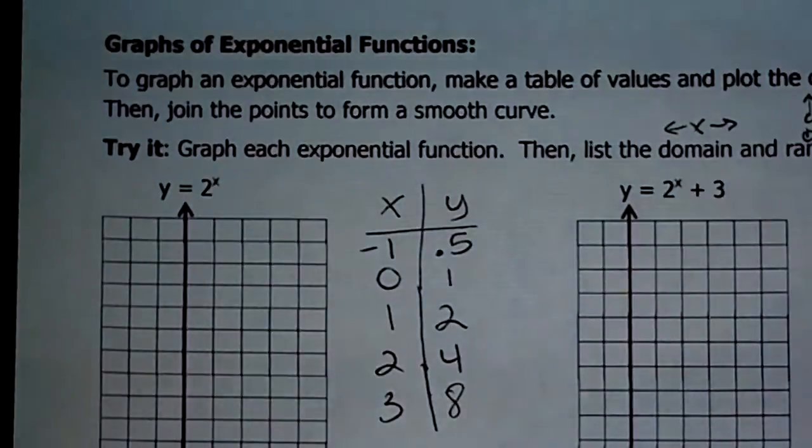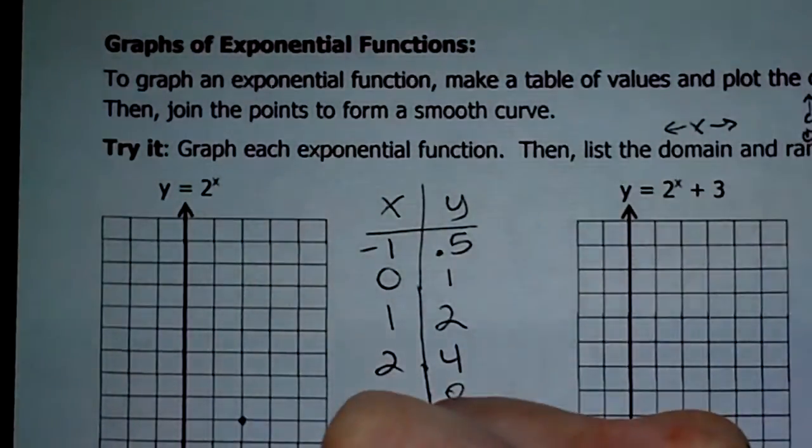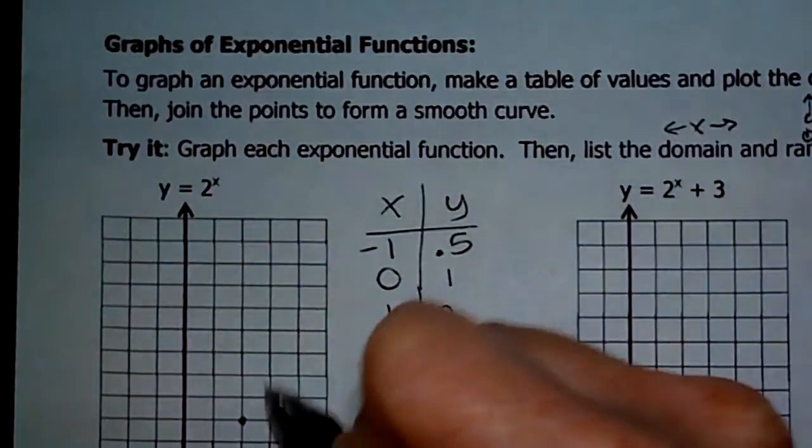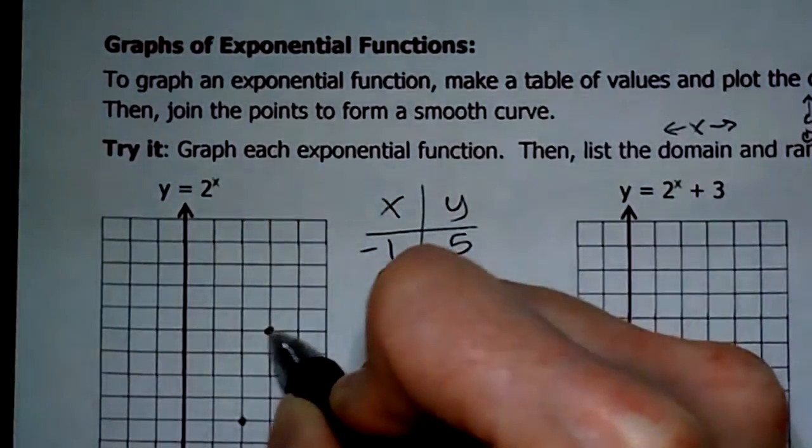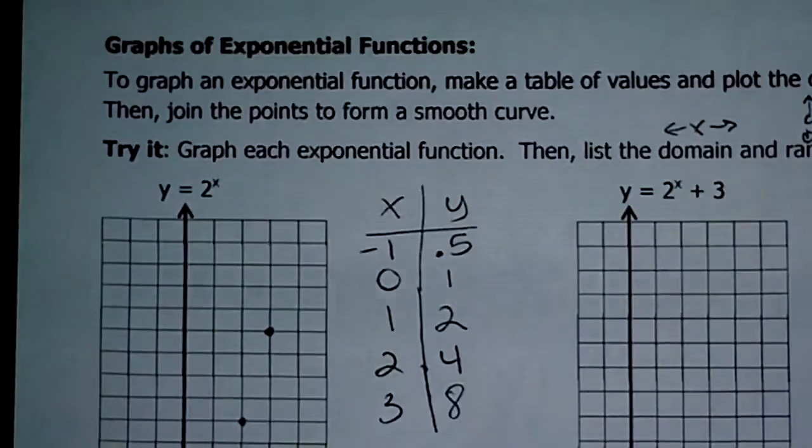When x is 0, y is 1. When x is 1, y is 2. And when x is 2, y is 4. And last but not least, when x is 3, y is 1, 2, 3, 4, 5, 6, 7, 8. You can see it's kind of a curve here.